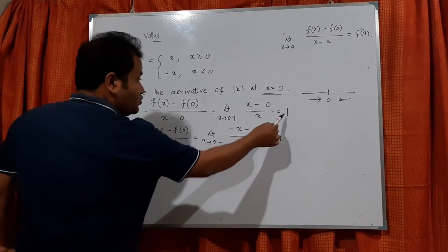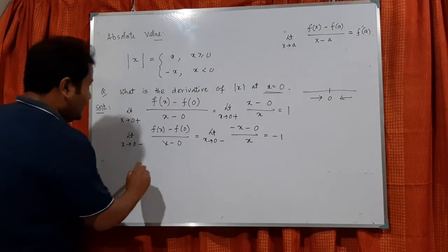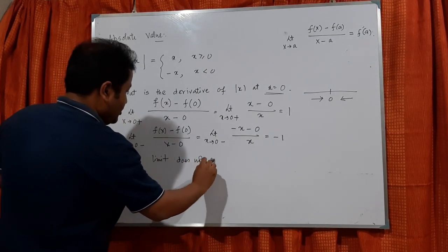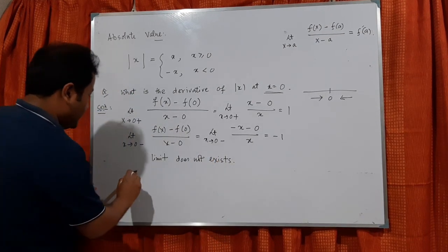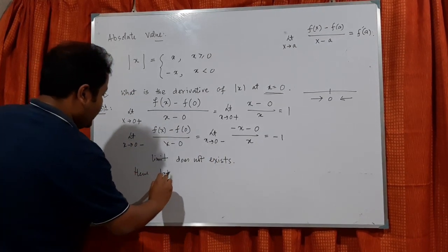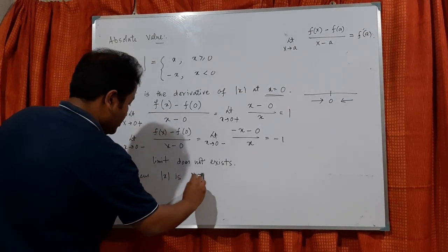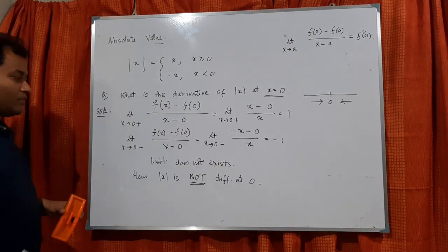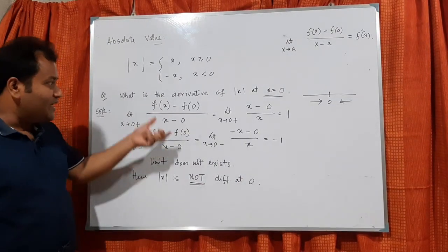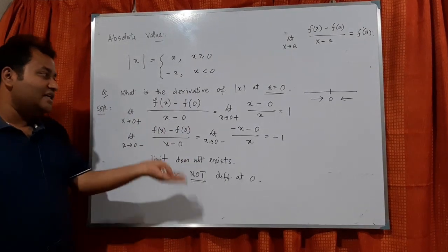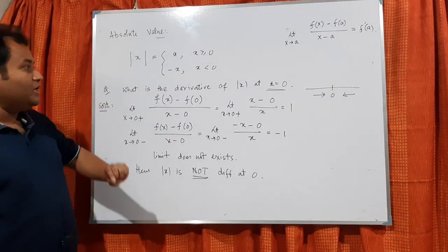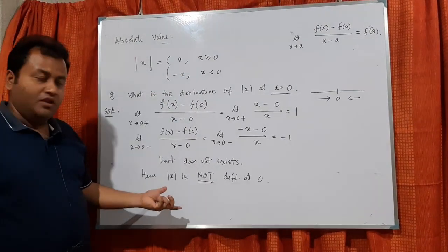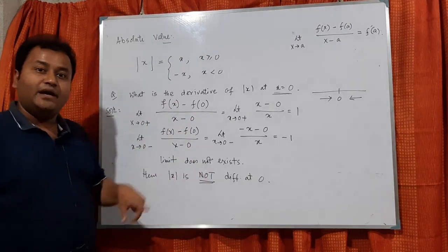Now we have seen that the two values are not the same, so the limit does not exist, hence mod x is not differentiable at 0. So I think this is okay, and we have encountered this from class 11 or class 12, because whenever we read any definition, modulus, derivative, we get this kind of situation. Okay, so this problem is a common problem which I have done.